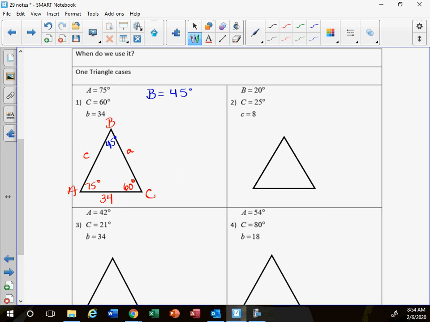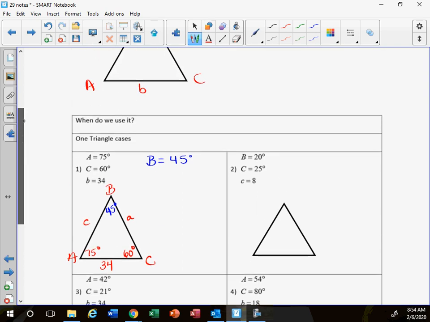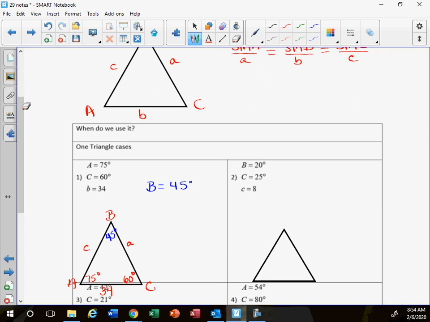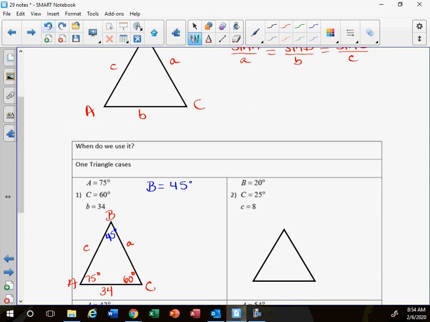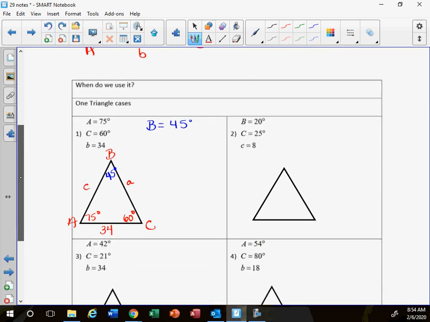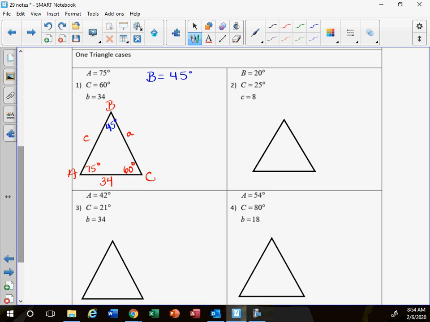I have to pick two of these sine of an angle over a side things to use, okay? So would it make sense to say, don't write this one down, sine of 75 over A equals sine of 60 over C? Does that seem like a good idea? No, why? Yeah, I don't know C or A, so I can't use that. So let me get rid of this one.